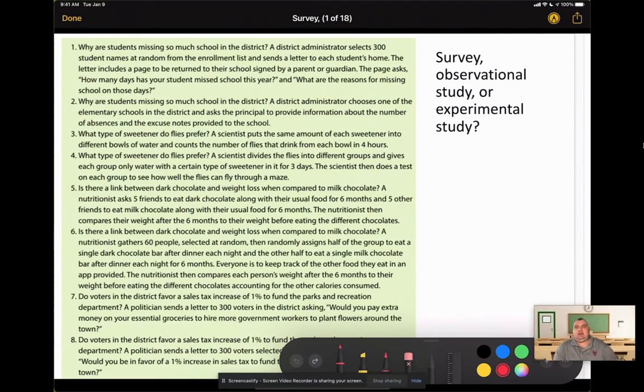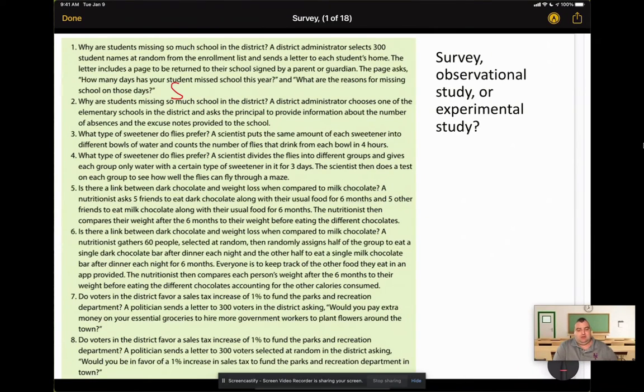This right here is a classic example of a survey. I'm going to label that S for survey. Okay. Essentially, they selected the participants at random. That letter is with the set of questions. That is the survey. So number 1 is definitely a survey.